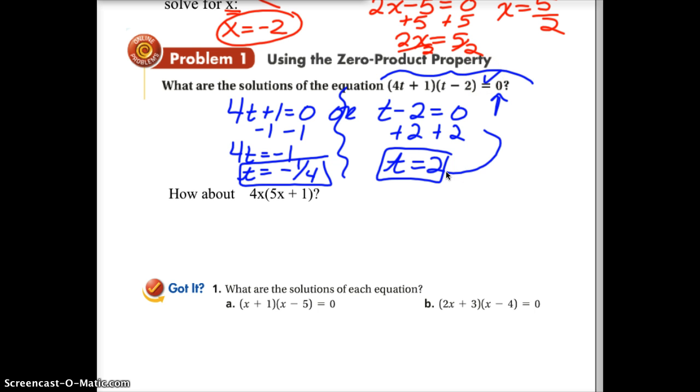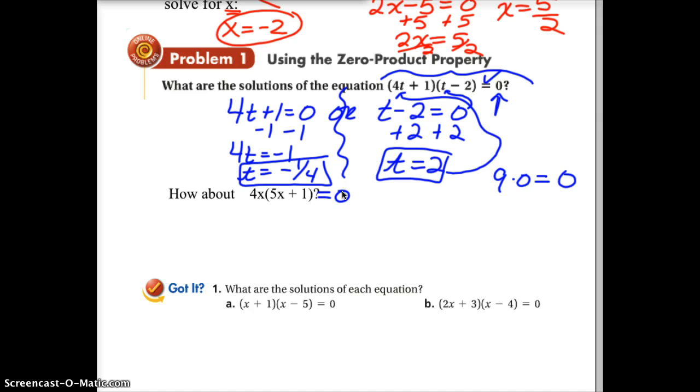Watch it being tested just so you trust it. 4 times 2 plus 1 is 9. 2 minus 2 is 0, and the product is 0. So those are the 2 solutions to that equation. So how about 4x times 5x plus 1 equaling 0? Sorry, that wasn't on there, it should be.